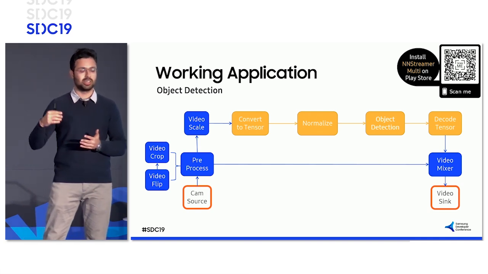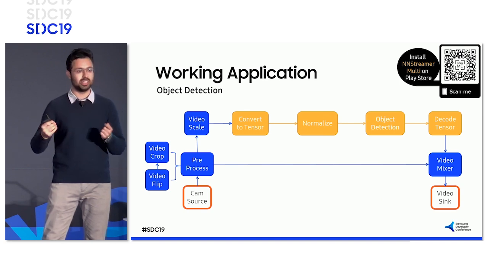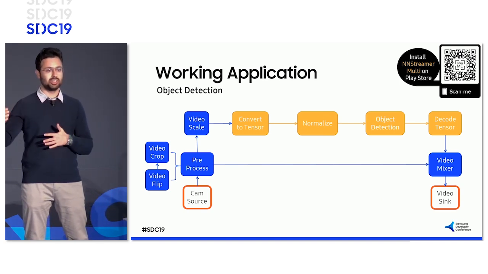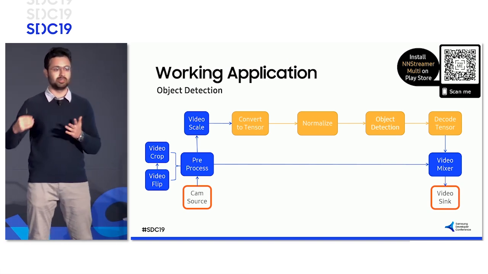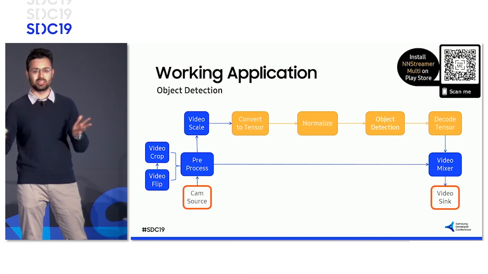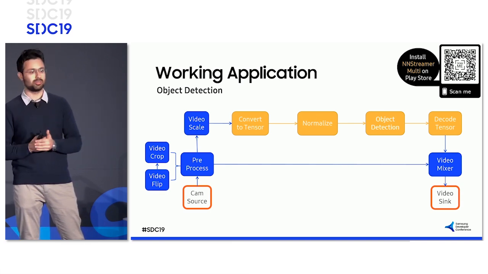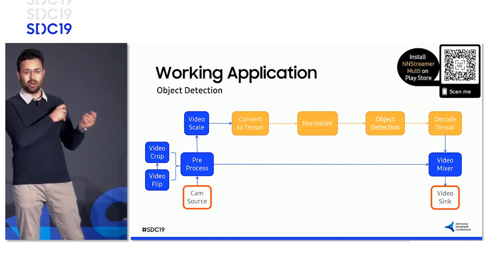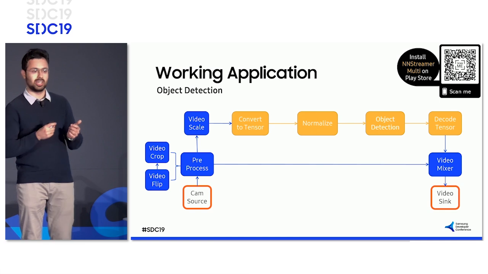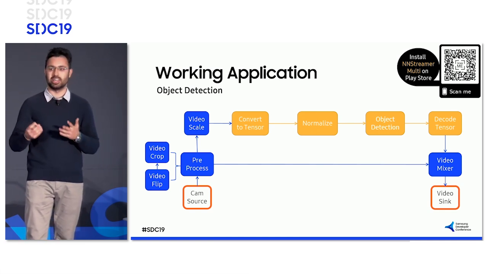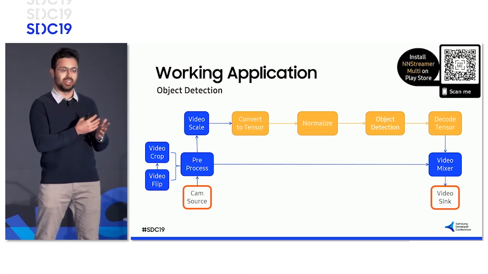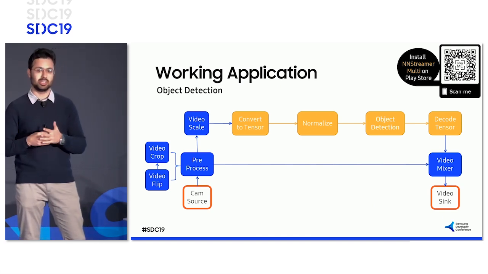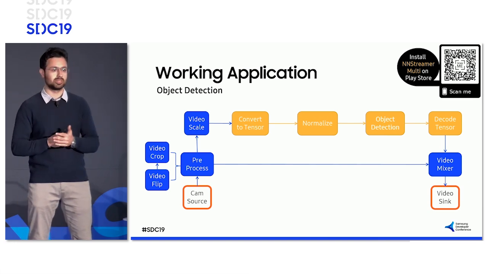Once decoded, we now have the data in the video format with the boxes drawn. The original video, the pre-processed video, and the decoded video is then passed to the video mixer. The video mixer overlaps them together and gives it out to the video sink, where it can be rendered directly. All of these elements which we have used here and many more are provided with NNStreamer. You can just plug them in as per your use. If you want to have multiple object detection running, you can connect them in parallel and run them.